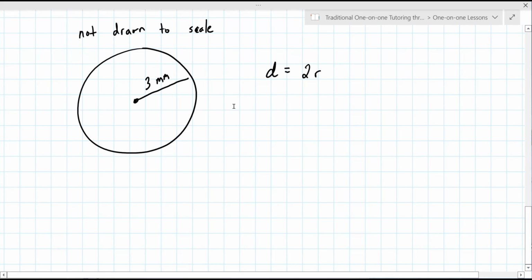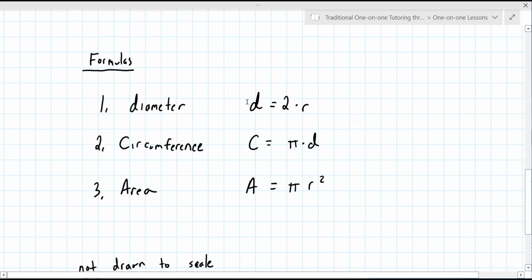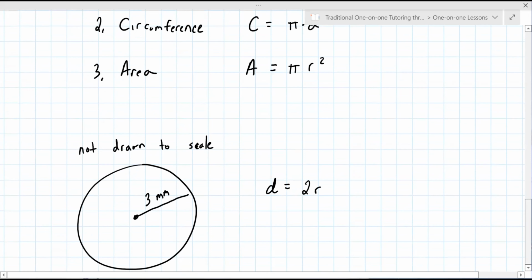Are you sure you have these written down, Sourish? Because it shouldn't have taken you that long to look at it and just tell me, hey, Matthew, it's 2 times radius. Yeah, I just wrote it down.